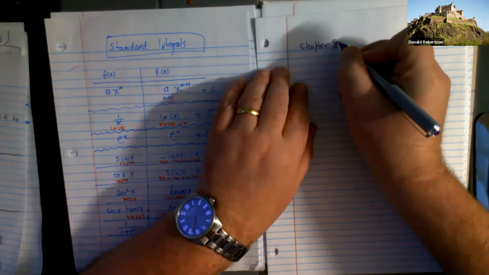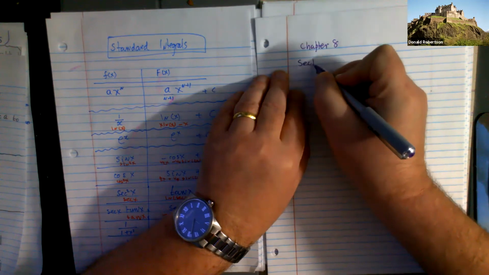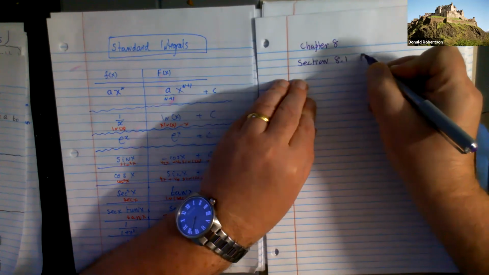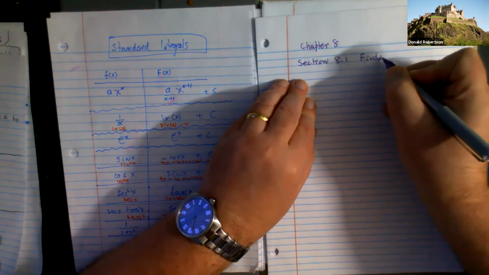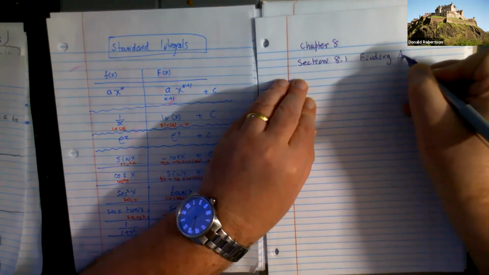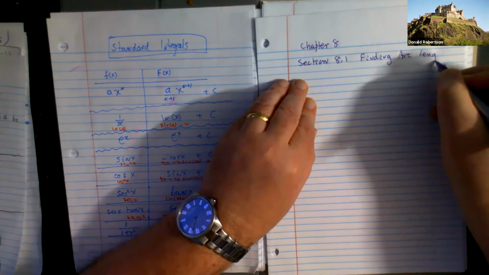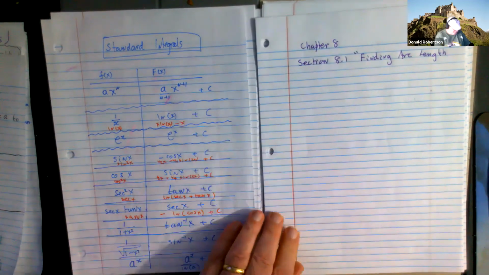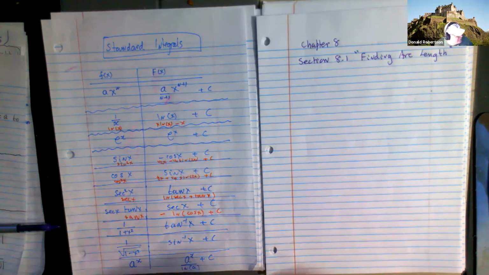And in particular, section 8.1, finding arc length. So what we are going to do is basically follow a formula that allows us to find the length of an arc, as it's called.